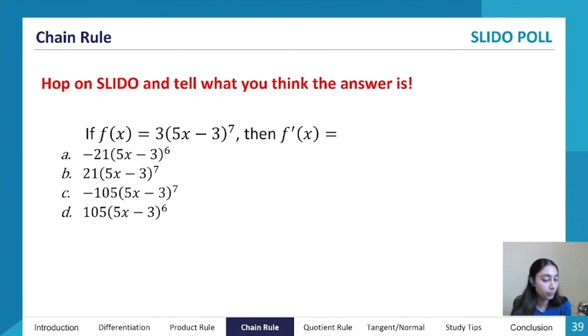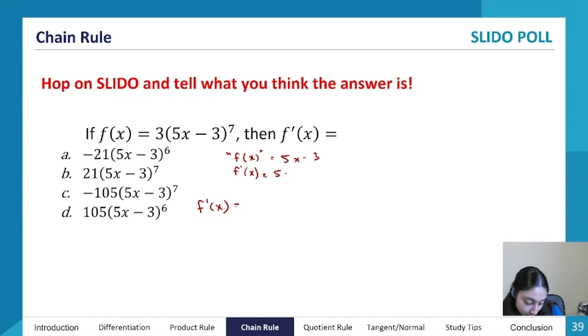For this, I only need to use the chain rule. So I'm going to define my f of x, in quotation marks because it's just my mini f of x in this case. So it'll be 5x minus 3. So my f dash of x is equal to just 5. So my grand scheme f dash of x will be equal to the 3 that's the coefficient at the front that we can't do anything to. So 3 times n, so 7, times f dash of x, times f of x.